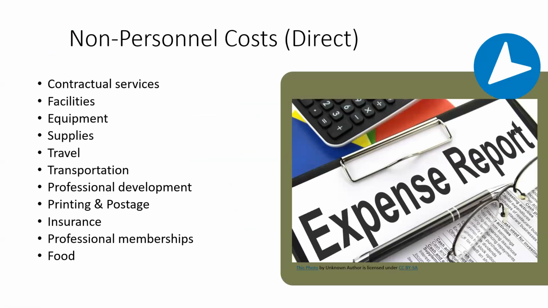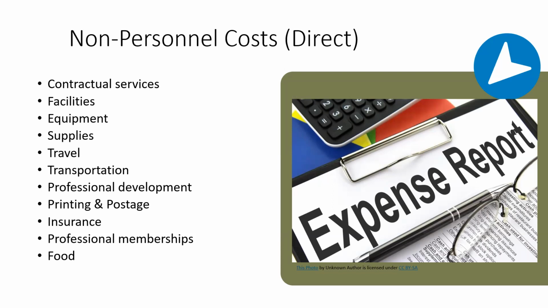Moving on now to the non-personnel costs, and in some respects, these are a little challenging because you're estimating usually, but this would include things like your contractual services, facilities, equipment, supplies, travel, transportation, professional development, printing and postage, insurance. Some grants will pay for professional memberships, and some will pay for food. Food is sometimes kind of an iffy one.